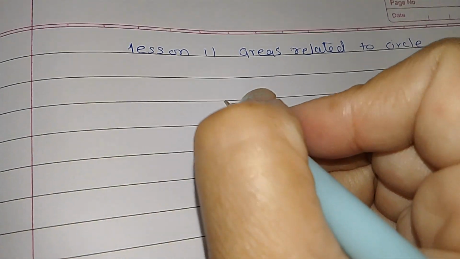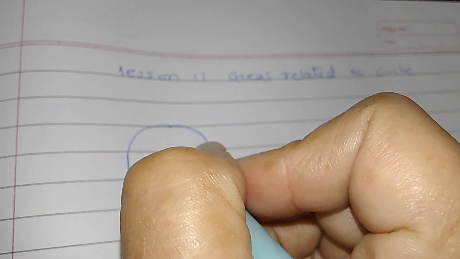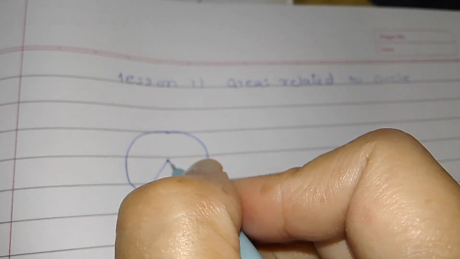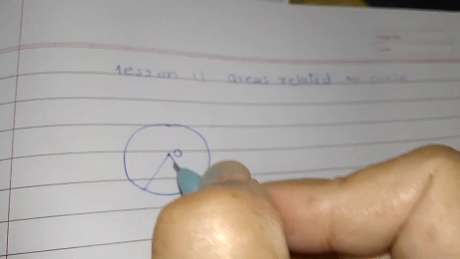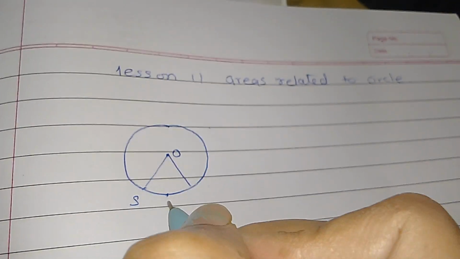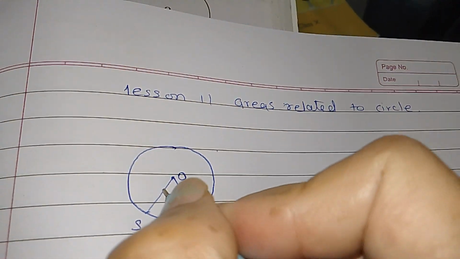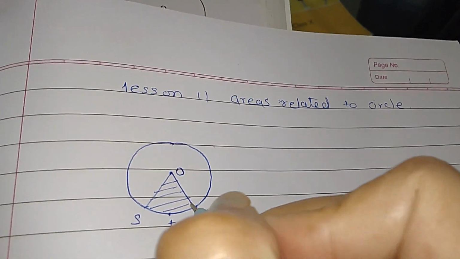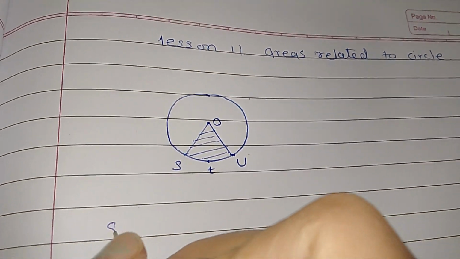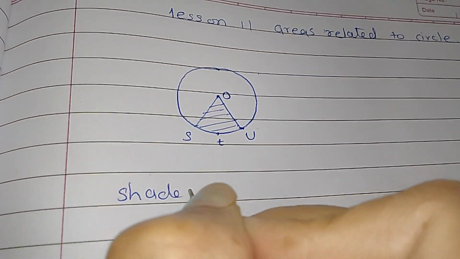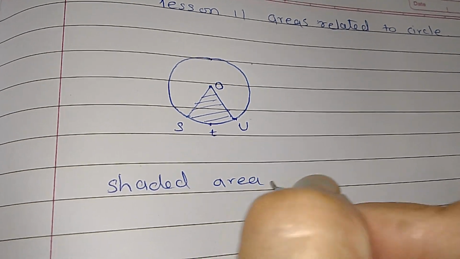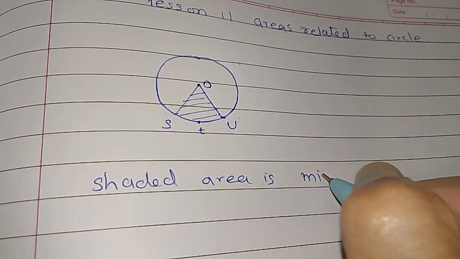So first of all we will draw one circle, a center, the radius. This is O, this is S, a point T and point U. So this shaded area is called a minor sector. Shaded area is what? Minor sector.